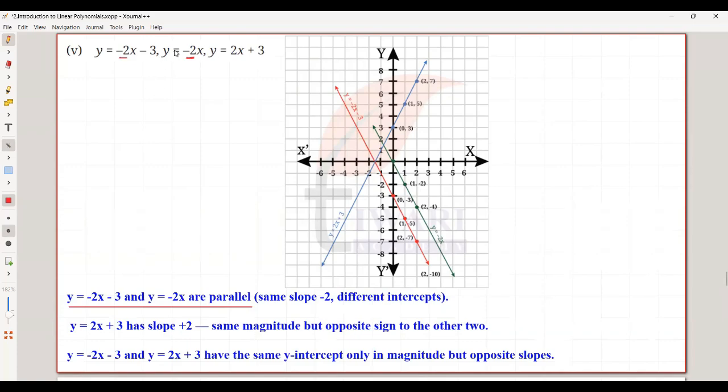Here everywhere we have a B value. Only for y is equal to minus 2x there is no B value. That means this equation alone will pass through the origin. Y is equal to minus 2x alone passes through the origin. You can see it in the green color. This passes through the origin.